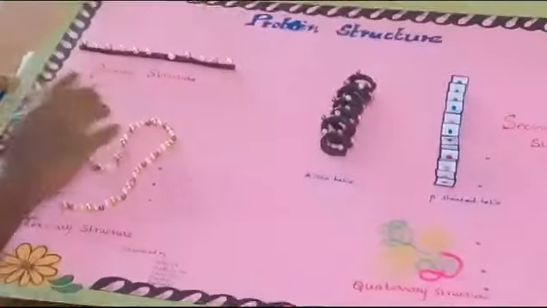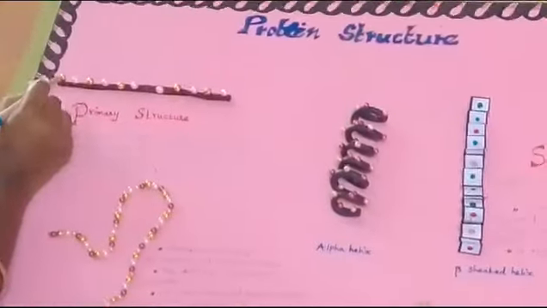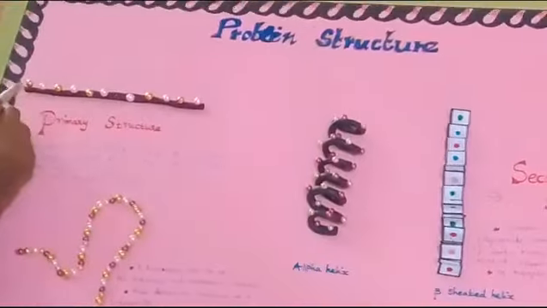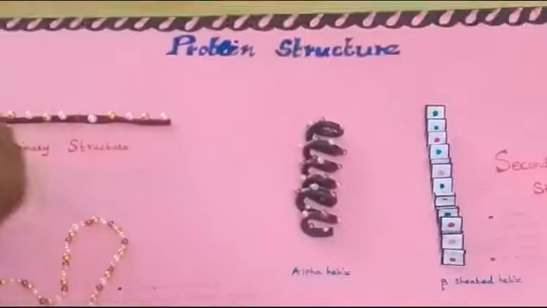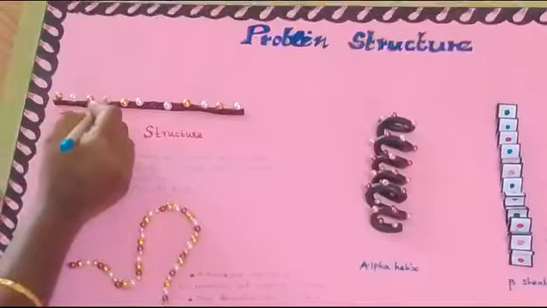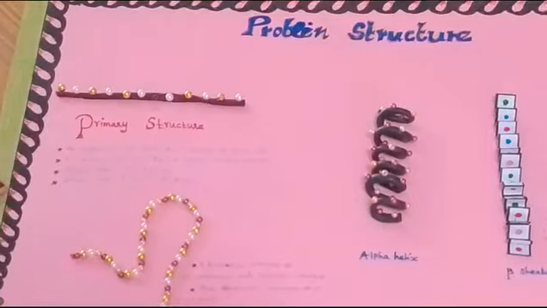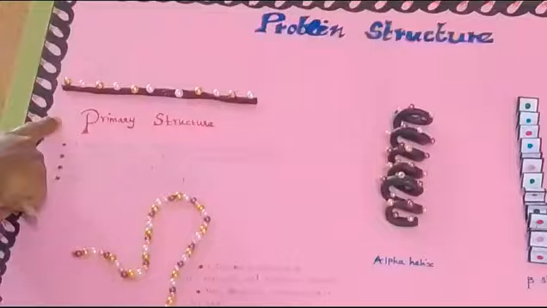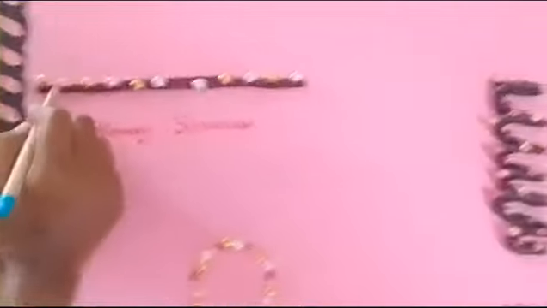So coming to the primary structure, what it looks like is, this is the individual amino acid. You will be able to find this round. So this is one amino acid, this is one amino acid, this is one amino acid. Each amino acid gets linked with the help of peptide bonds. A peptide bond is the bond which links one amino acid to another.